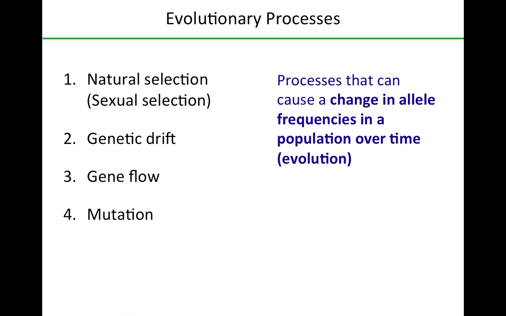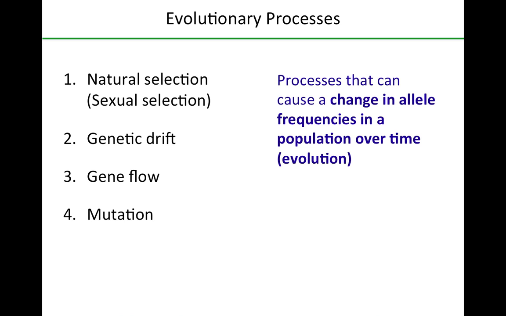All 4 of these things, sexual selection being subsumed in natural selection, are evolutionary processes because they're all processes that can cause a change in allele frequencies in a population over time. Remember, that's our definition of evolution. Evolution is a change in allele frequencies or genetic changes that occur in a population over time.